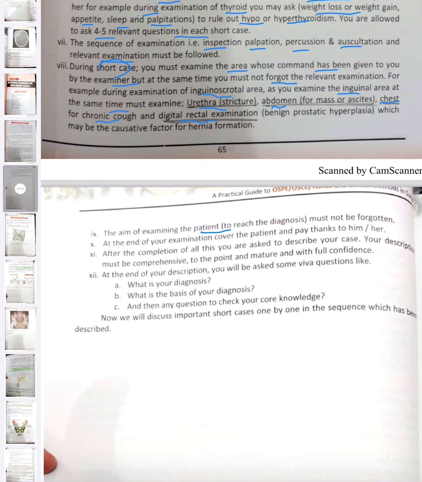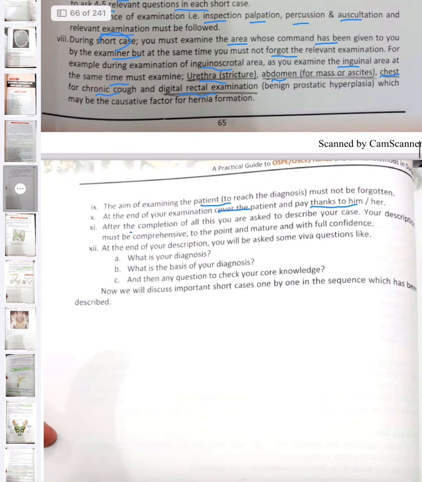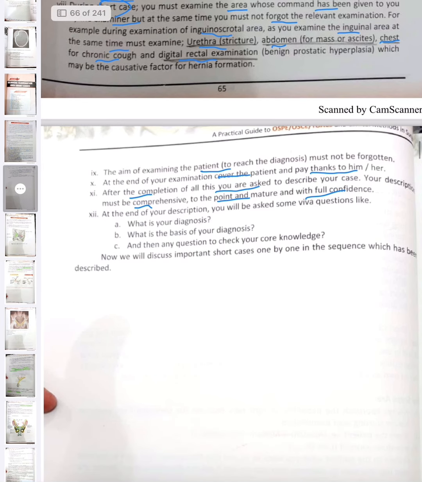At the end of your examination, cover the patient and say thanks to him or her. After the completion of all this, you are asked to describe your case. Your description must be comprehensive, to the point, and mature and with full confidence. At the end of your description, you will be asked some viva questions like what is your diagnosis? What is the basis of your diagnosis?